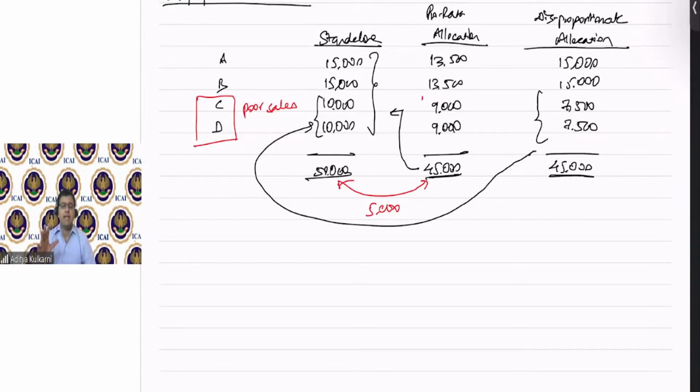So out of A, B, C and D, if variable consideration is there only for A, then obviously you will allocate it to A only. You will not allocate it to all the remaining performance obligations. This is common sense.